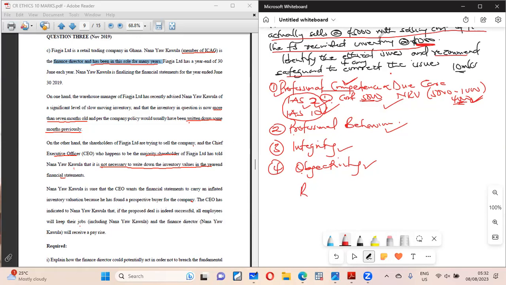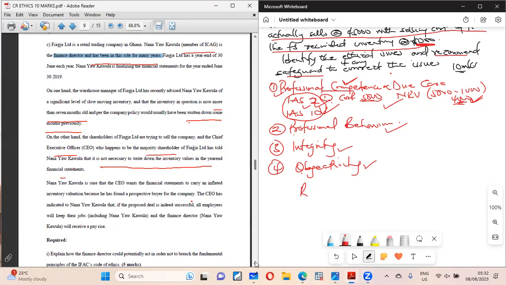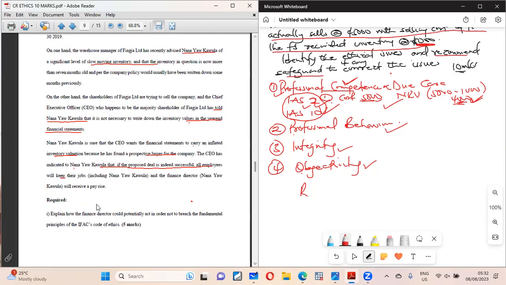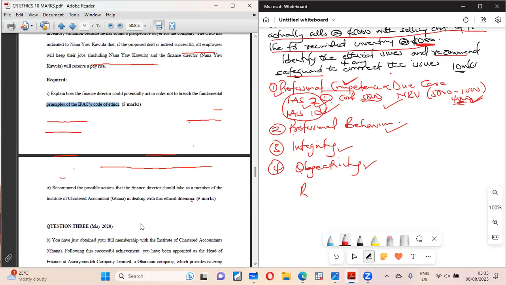All right, so what is the question? Explain how the finance director, who is Nanaya Kaula, could potentially act in order not to breach the principles of the IFAC Code of Ethics. That is 5 marks. Recommend possible actions that the finance director should take as a member of ICAG in dealing with this ethical dilemma. You all heard the case.